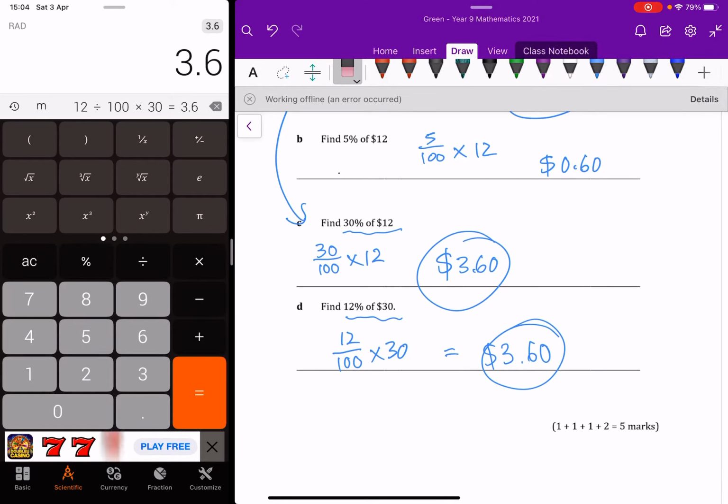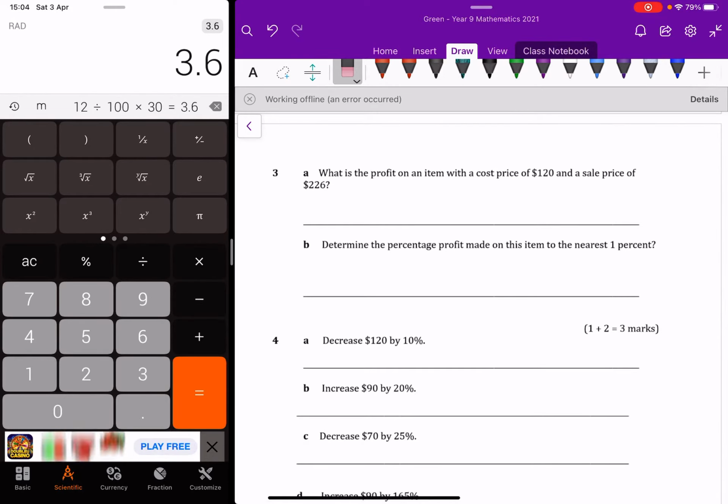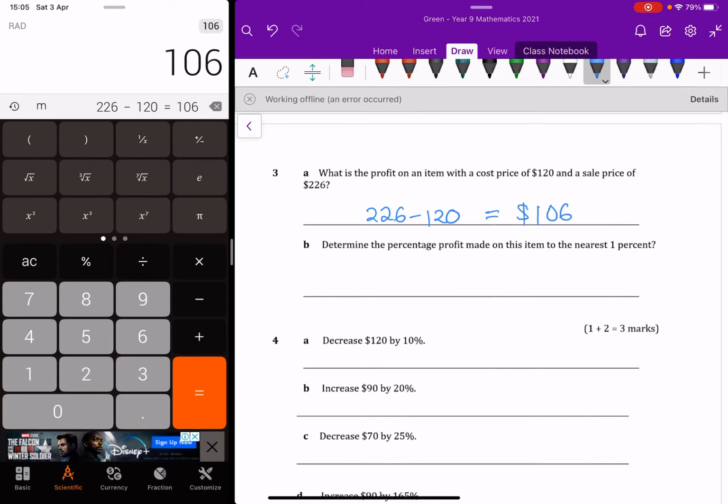All right, so next answers. What is the profit on an item with a cost price of 120 and a sale price of 226? We just need to do 226 minus 120. We can use our calculator if we're not feeling brainy. Oh, there we go, $106. So that's our profit that we made. So the percentage profit made on this, well, it's the profit divided by the cost price, so divided by 120, and then you times this by 100 to get the percentage profit.